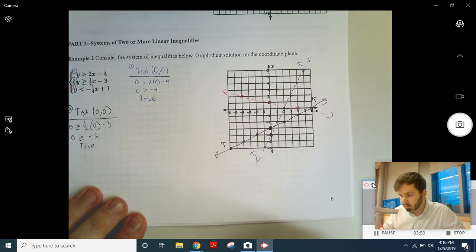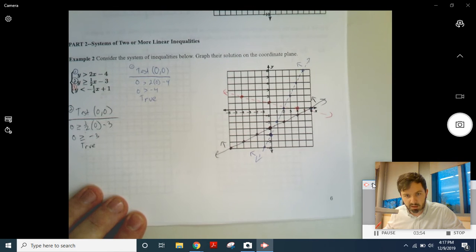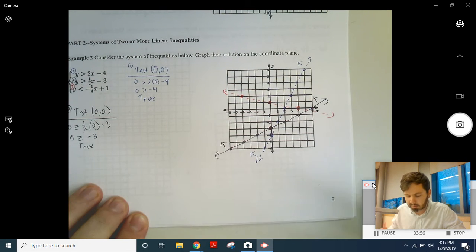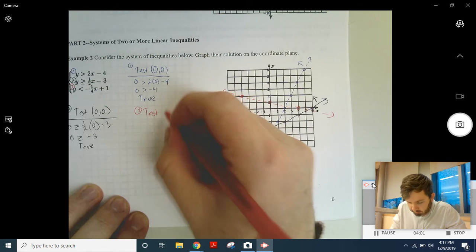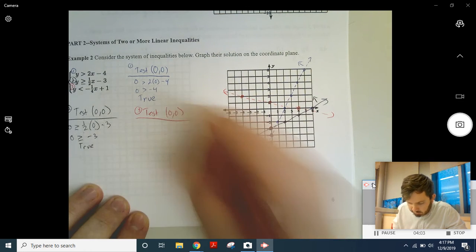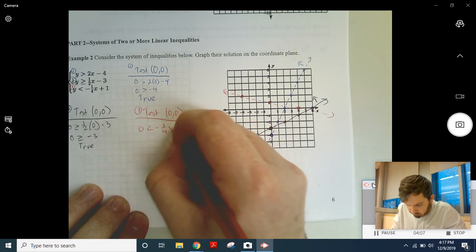Next, we need to test 0, 0 for that inequality. So for our third inequality, we're going to test 0, 0. When I test 0, 0, we're going to get 0 is less than -1/4 x plus 1.